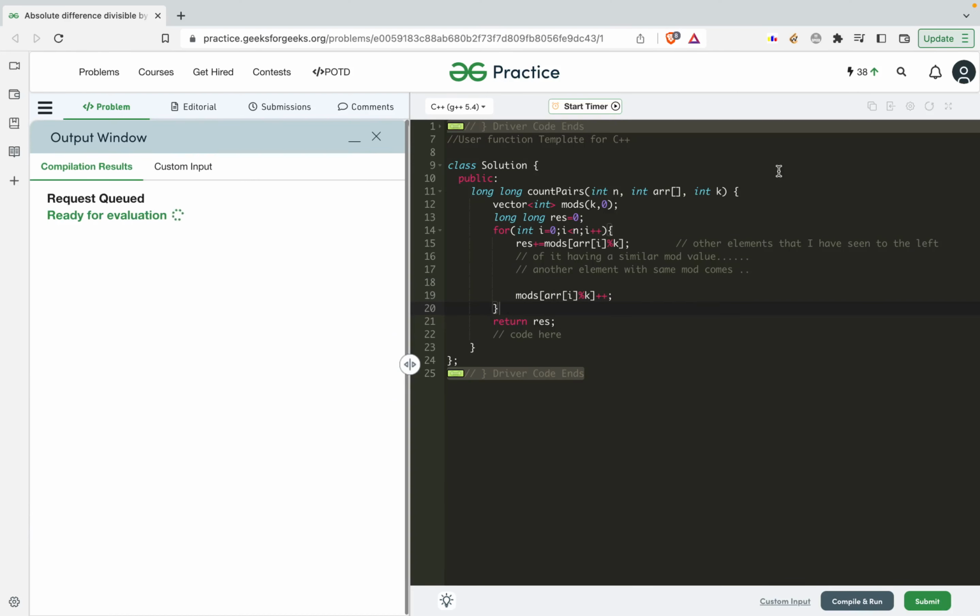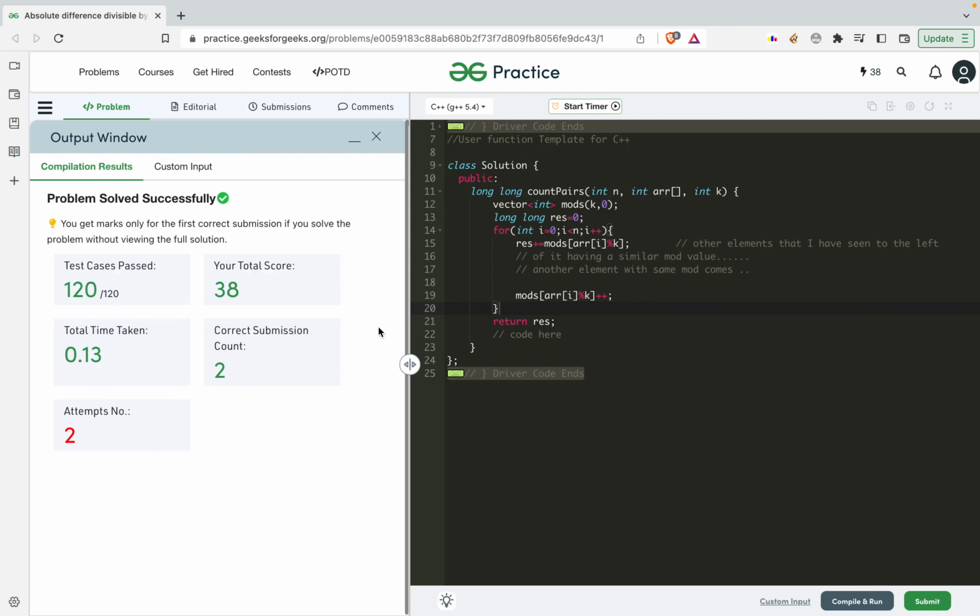Let's test it up. Cool enough. Yep, it works.